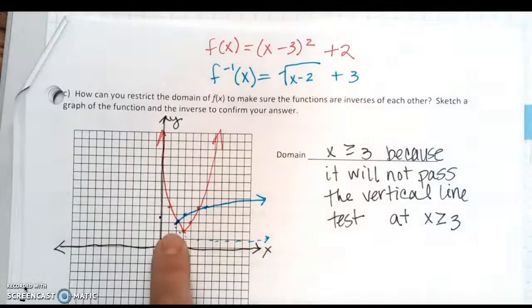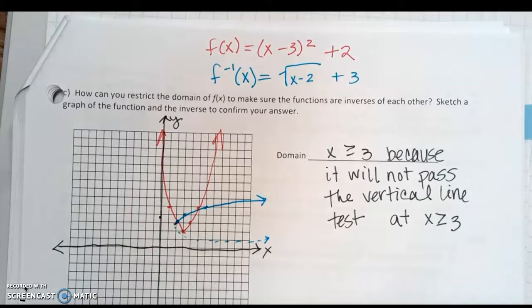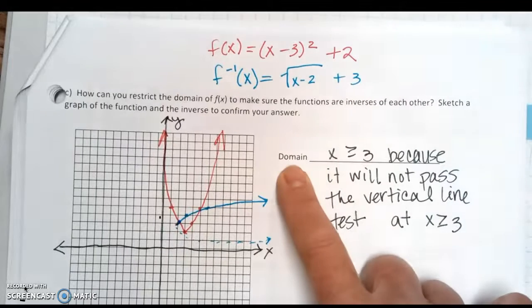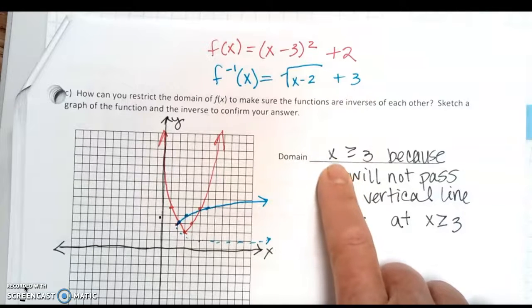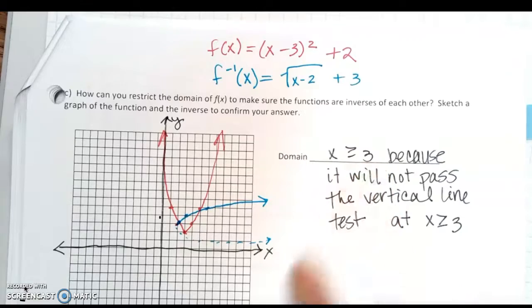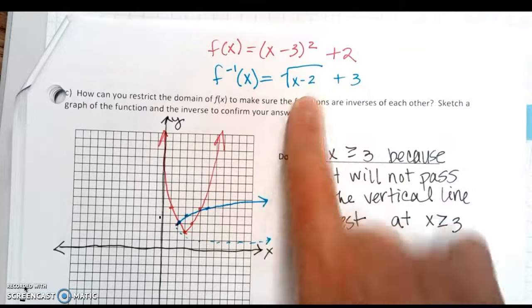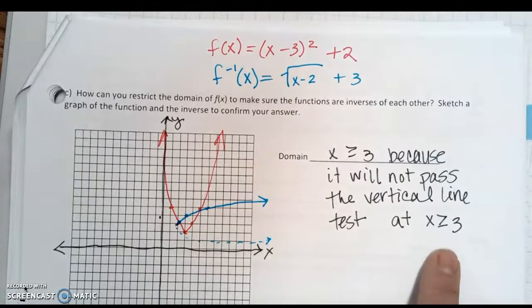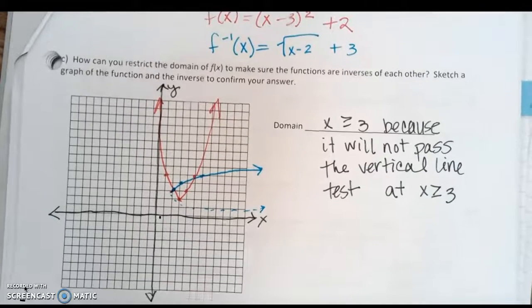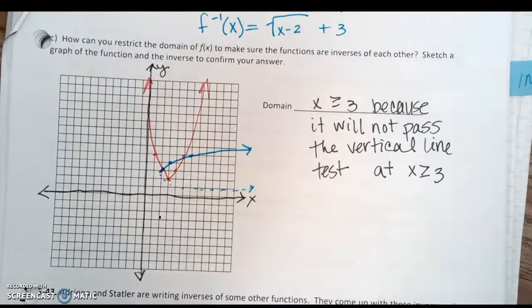But when you graph it in Desmos, it doesn't give you that part because that is not part of the graph. So we have to do what's called restricting the domain. To restrict the domain, we say that x must be greater than or equal to 3 on that square root function, because it will not pass the vertical line test otherwise. You can confirm that in Delta Math if you need to. I'm just not pulling it up right at the moment.